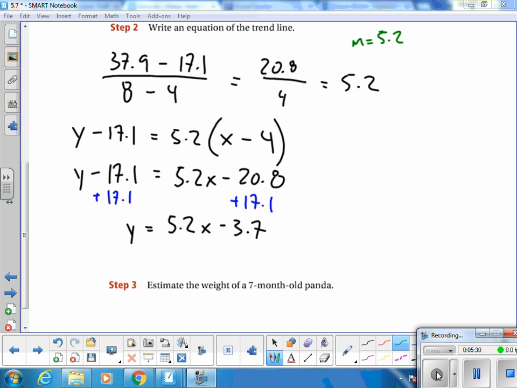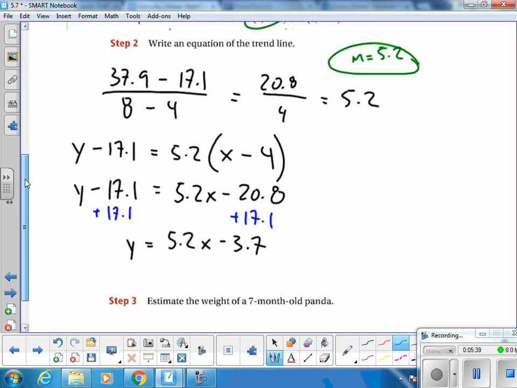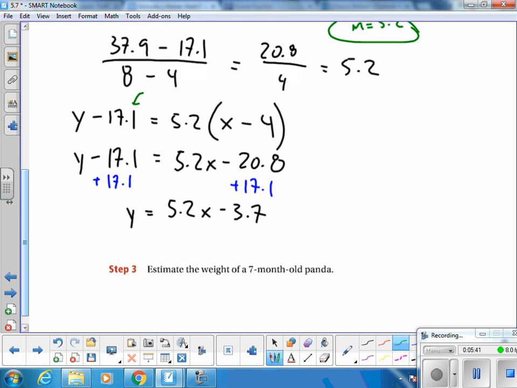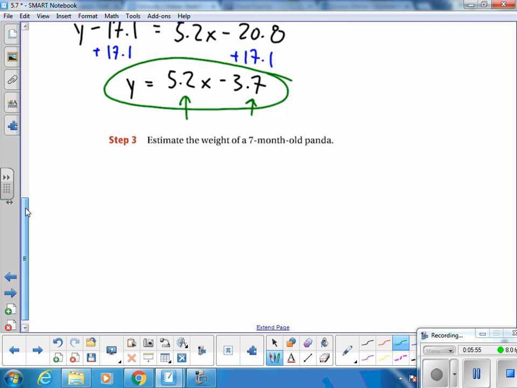All right, so you can see once I knew the slope and I knew one of the points on the graph, this guy right here, I was able to use my point slope form to find my equation. And so here's my equation of the line, which represents my slope playing out and my y-intercept. And now knowing this, I can go on to step three and I can plug something in here.